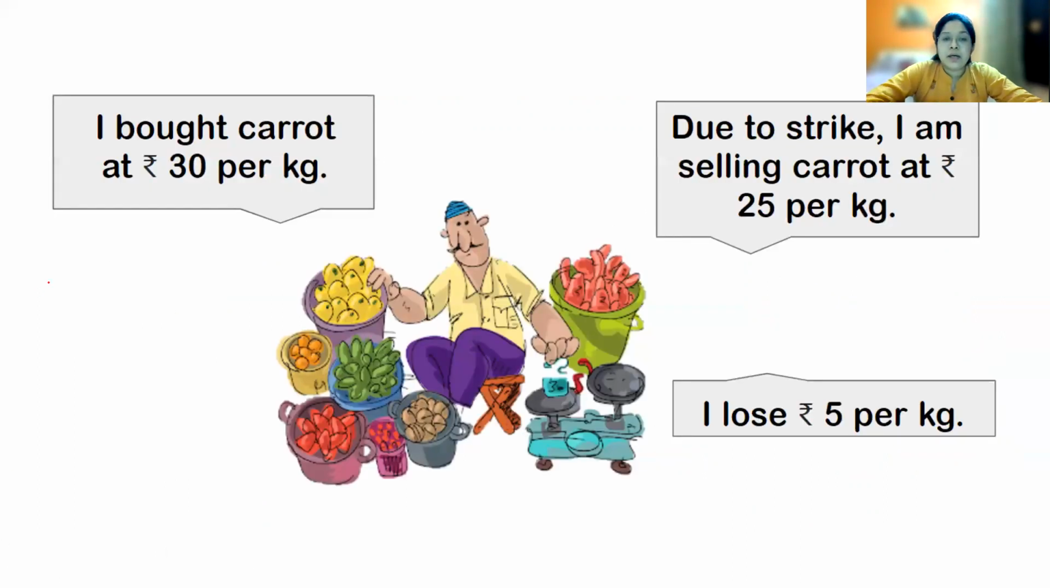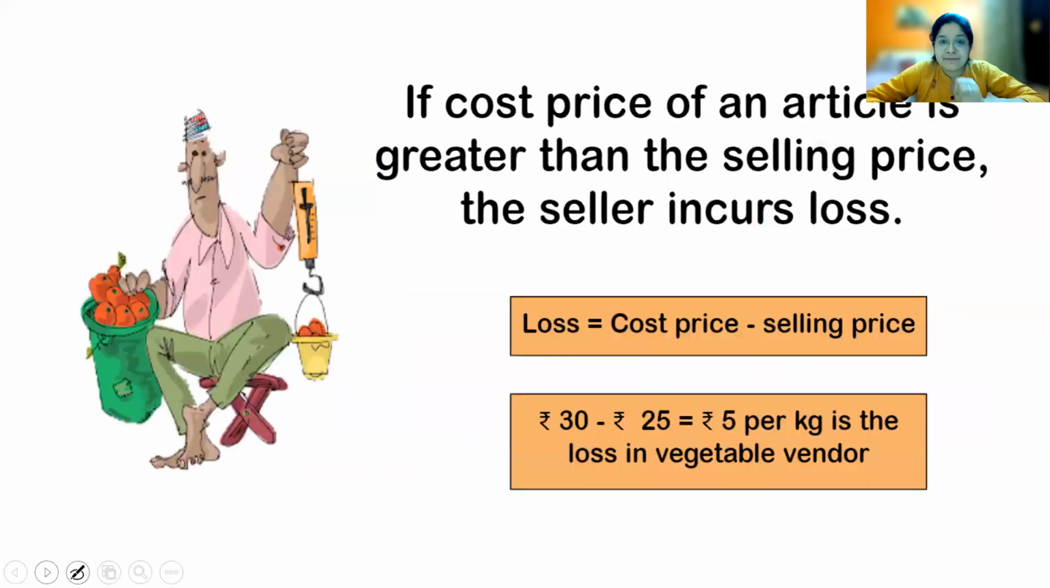Now, there's another scenario here. The vendor says, I bought the carrots at rupees 30 per kg, but due to a strike or maybe a lockdown, I'm selling the carrot at rupees 25 per kg. And per kg, he's losing 5 rupees. He is making a deficit amount of rupees 5.